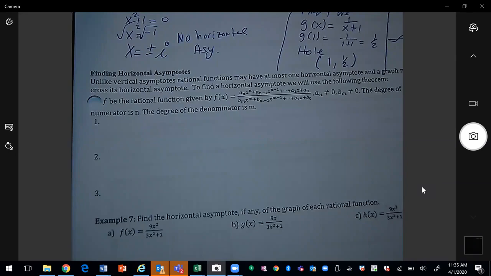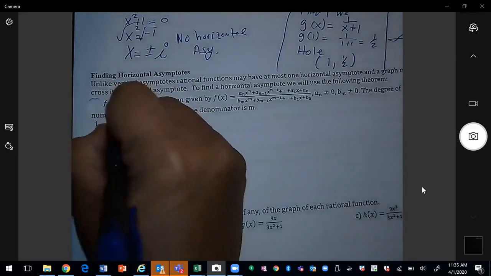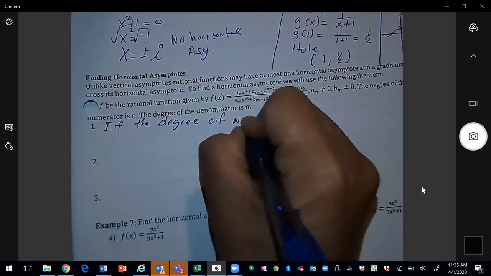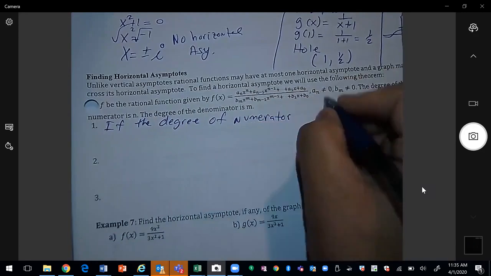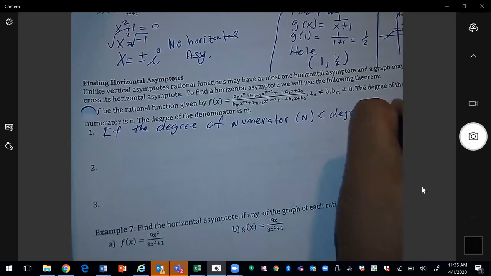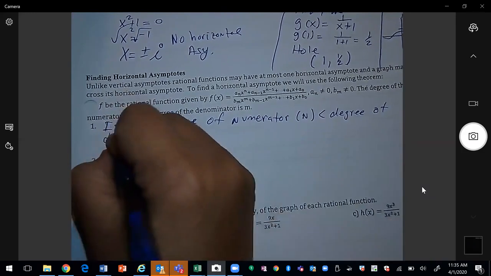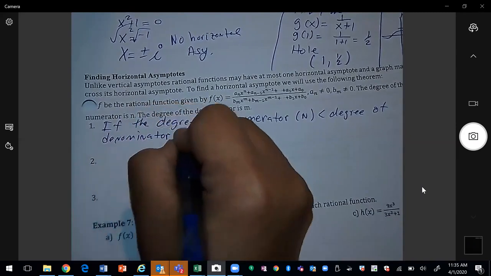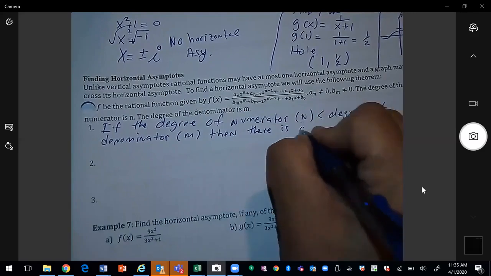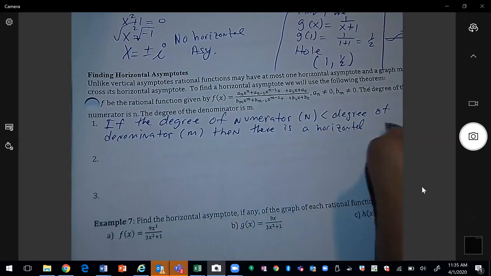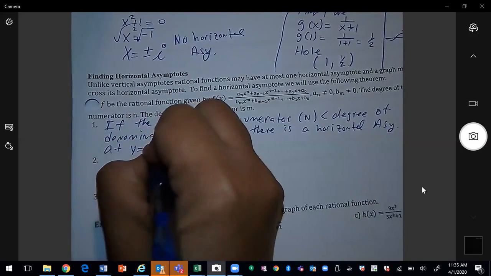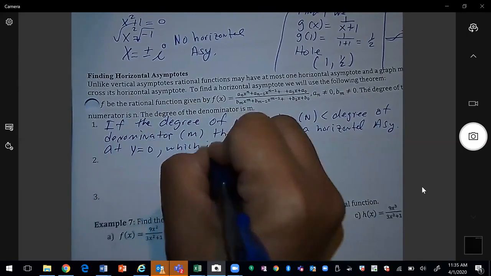So the first one is if the degree of the numerator, and we're going to call this n for numerator, is less than the degree of the denominator, and let's call that m, then there is a horizontal asymptote at y equals 0, which is the x-axis.